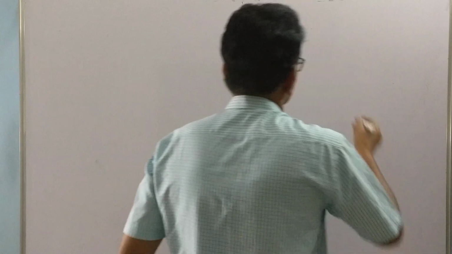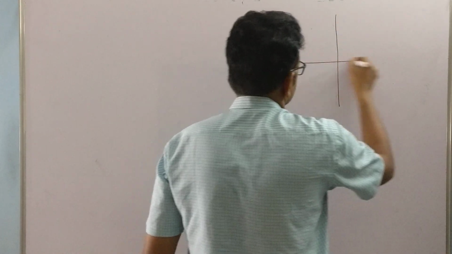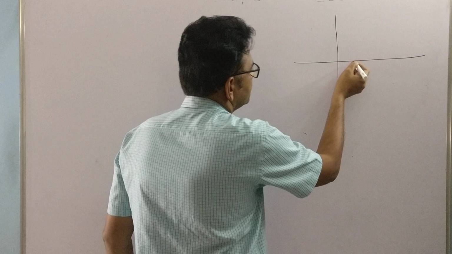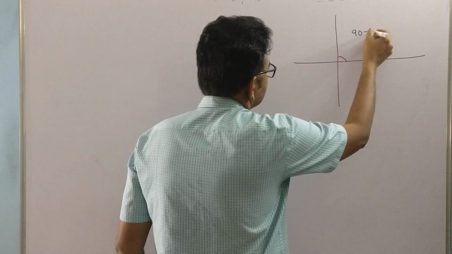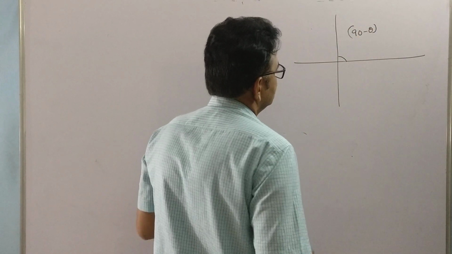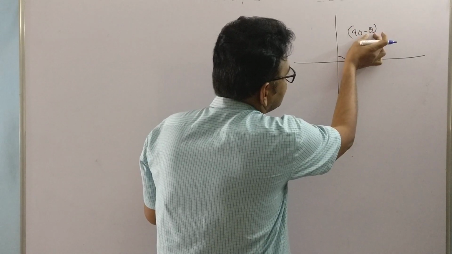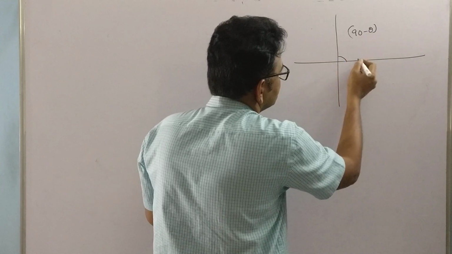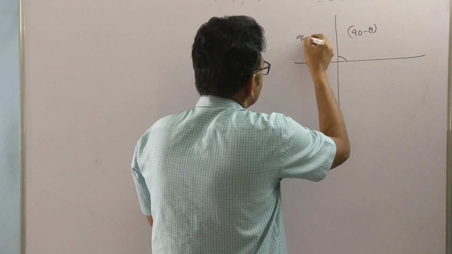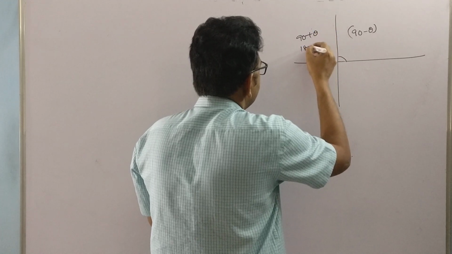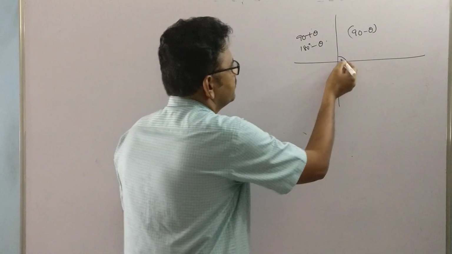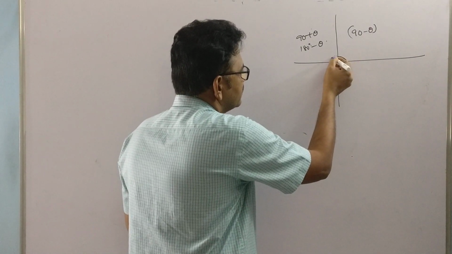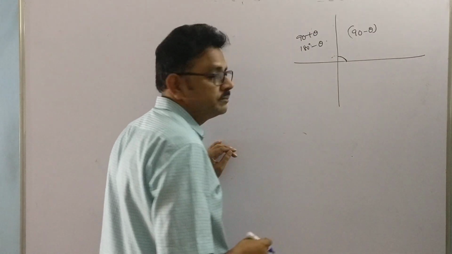Now, trigonometric ratios of, see here, this is first quadrant. So this angle is 90 degrees. So this is 90 minus theta. Now, theta lies between 0 and 90 degrees. So second quadrant means 90 plus theta and 180 degrees minus theta. That is second quadrant. 90 plus means up to this is 90 degrees, 90 plus means second quadrant. 180 minus means second quadrant.